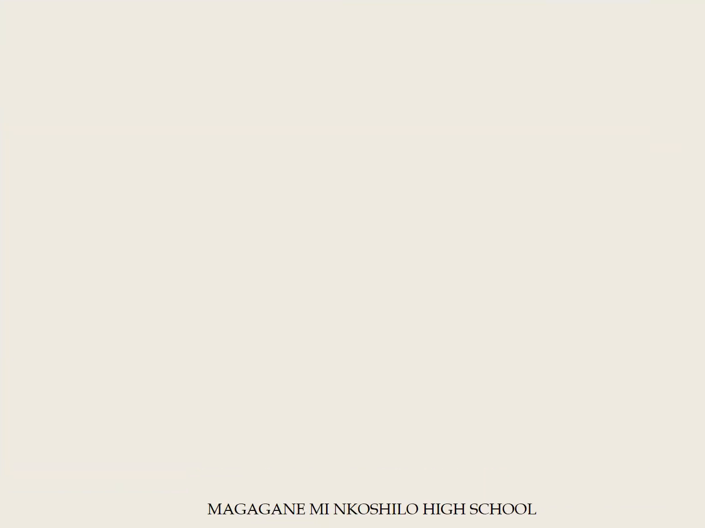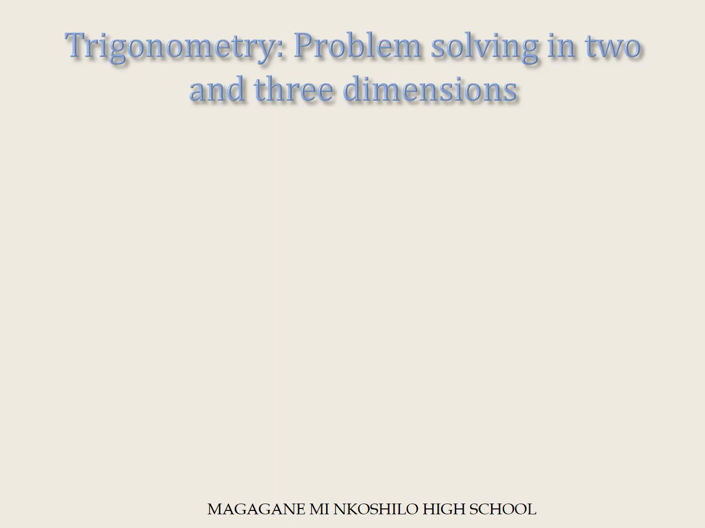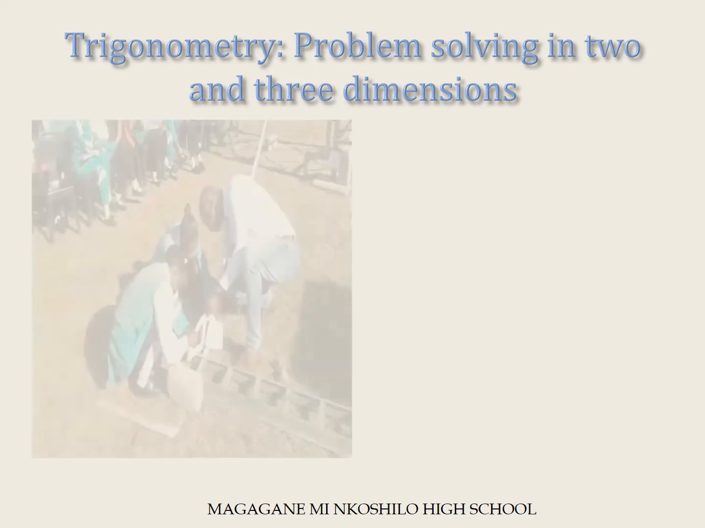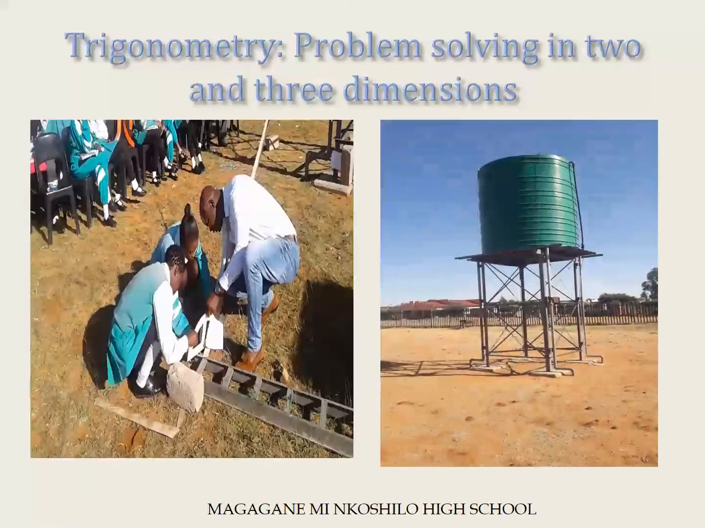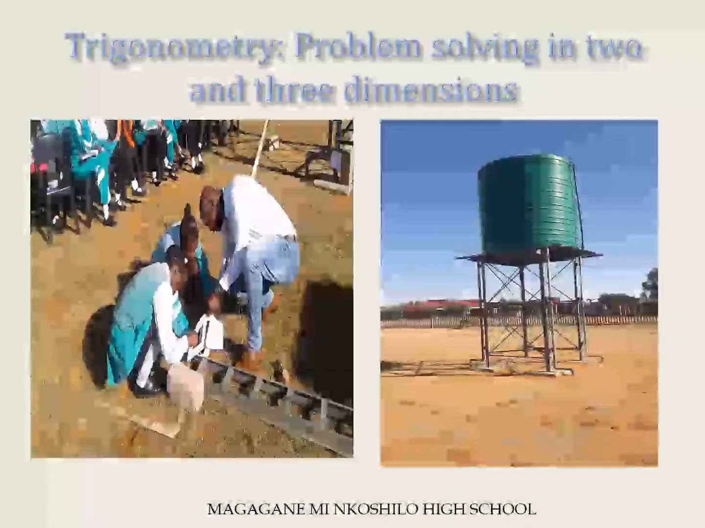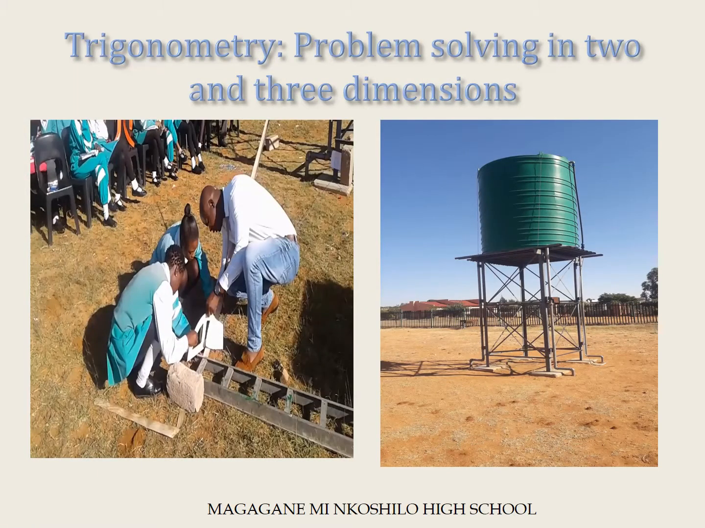In this lesson, we solve problems in 2 and 3 dimensions. We use knowledge learned in trigonometry to solve problems in 3 dimensions. At the end of this lesson, we should be able to define angle of elevation and angle of depression. We should be able to use sine rule, area rule, cosine rule to solve problems in 3 dimensions. We should also be able to utilize compound and double angles in solving problems in 3 dimensions.